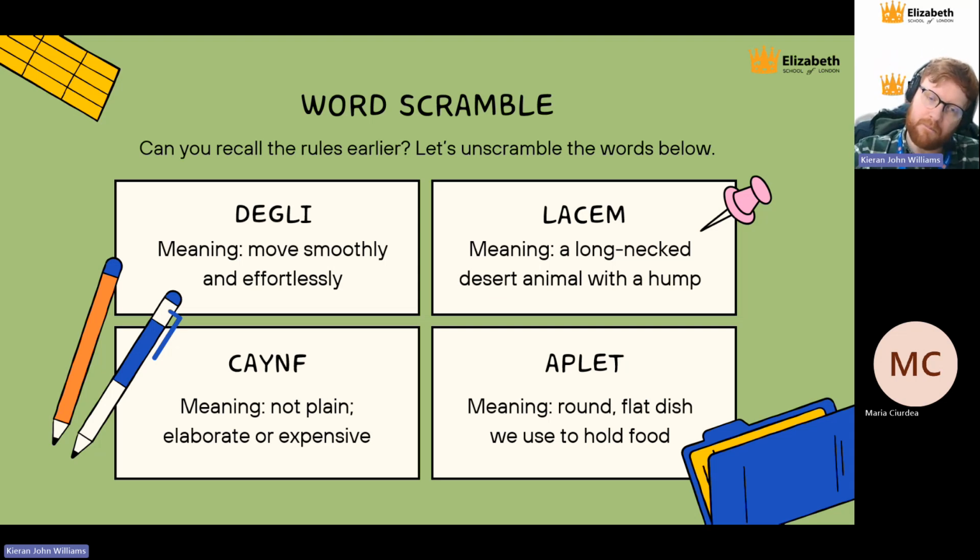But what about the last one? So you've got the letters A, P, L, E, T, a round, flat dish we use to hold food. So we have fork, spoon, but for food we put it on a plate. Plate. So P, L, A. Okay, so that is correct as well. Good work. So really, we just need to find the answers for the other two.